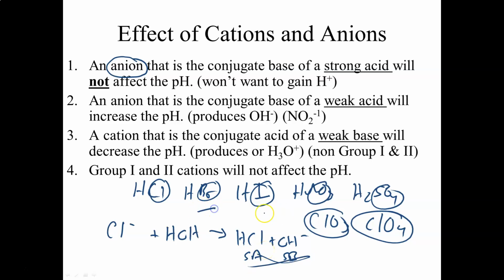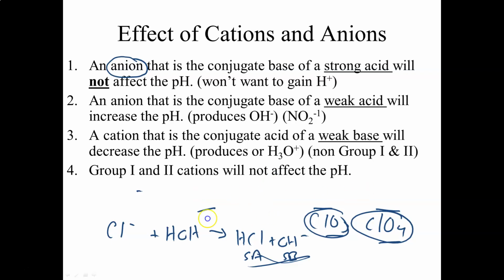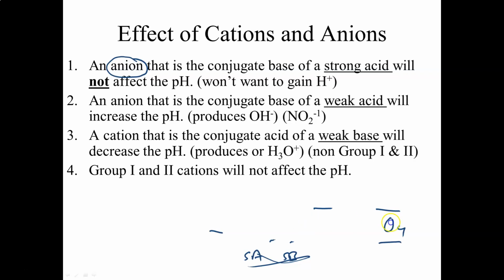It'll happen for every single one of these, all right? So if you see any of those negative ions, Cl, Br, NO3, SO4, ClO3, ClO4, they are neutral ions. They're not going to affect your pH at all. That's easier than writing the hydrolysis equation. Sometimes you have to write it because the question tells you to, but if it doesn't, you don't have to. So an anion from a strong acid won't affect the pH. It's not going to want to gain any hydrogens.